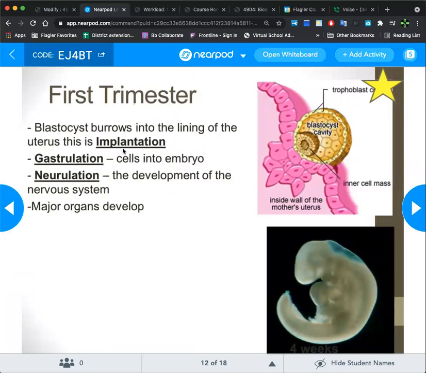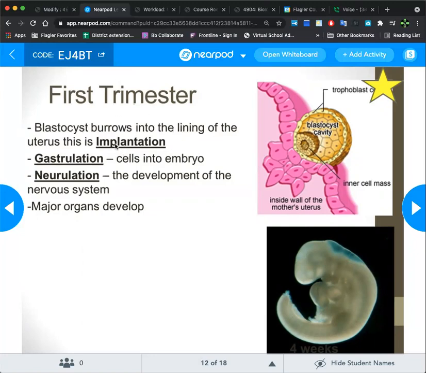All right, and that's called implantation. Again, this is all in the first trimester, even before the egg is fertilized. That's still technically the first trimester, even if someone's not pregnant. That's why it can get a little confusing when determining how long someone is in their pregnancy.